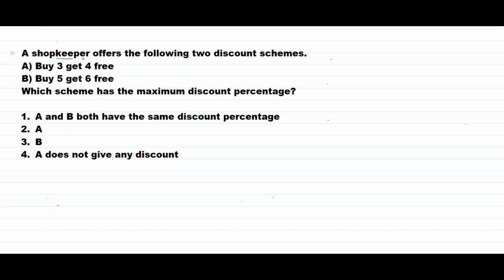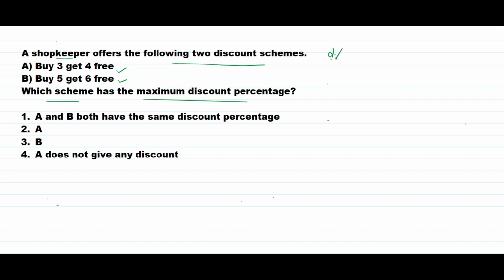Here a shopkeeper is offering two different discount schemes. The first one is buy 3 get 4 free, and the next scheme is buy 5 get 6 free. We need to say which scheme has the maximum discount percentage. We can simply say by a formula, and I'll show the procedure also. Let's see the formula first.